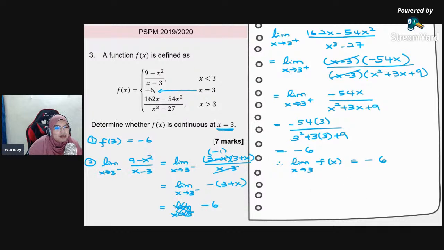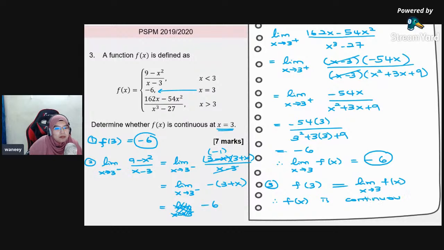So itu second condition. The third condition, we are checking between f of 3 and the limit of X approaching 3 for Fx. So yang ini, yang first kita dapat nilai dia negatif 6. Yang ini pun negatif 6. So diorang adalah equal. Therefore, Fx is continuous at X equal to 3.